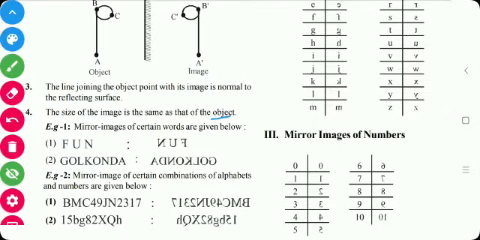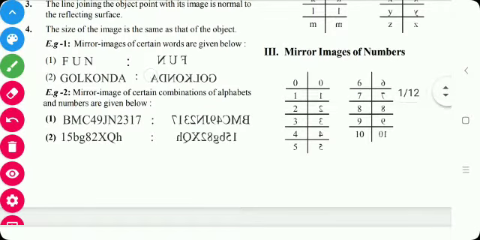So the mirror images of certain words are like this. It is inverted and the sides are different. Means the left side of the object is the right side of the mirror image. See, this is the mirror image of BMC49R JN2317, and this is the mirror image of this.